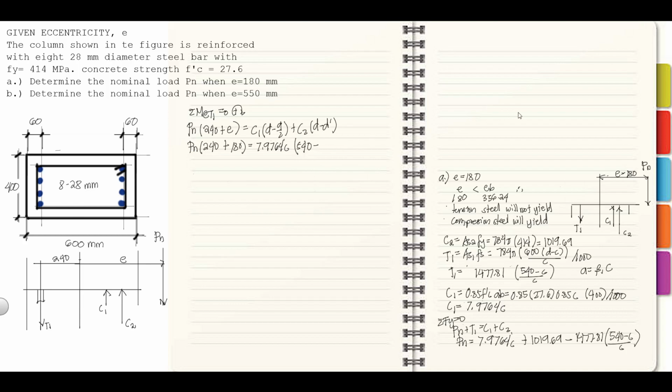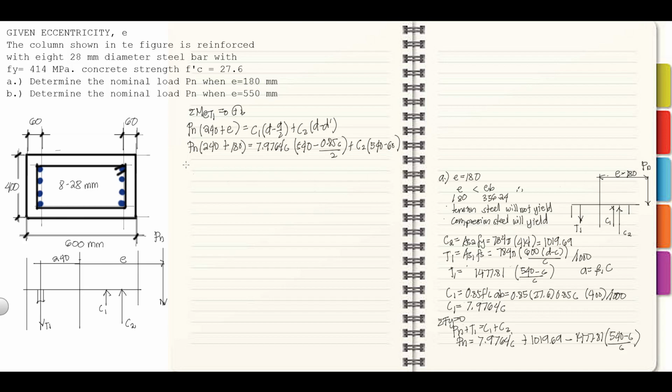Papalitan natin. So, tuloy natin dito. Alright. So, 540 minus A, A is unknown for us. So, 0.85 C all over 2 dapat yan. Okay, so plus C2. So, C2 times 540 minus D minus 60 minus D prime.